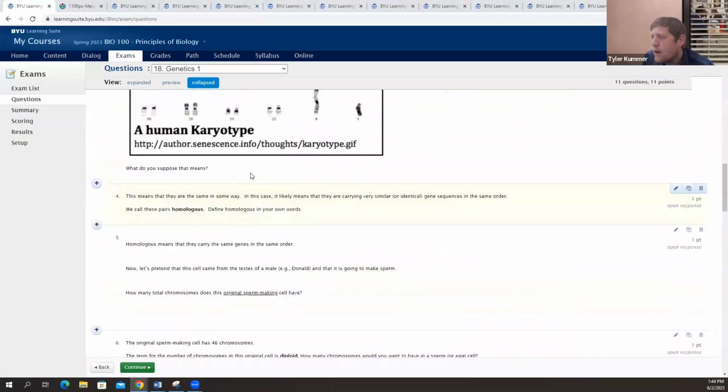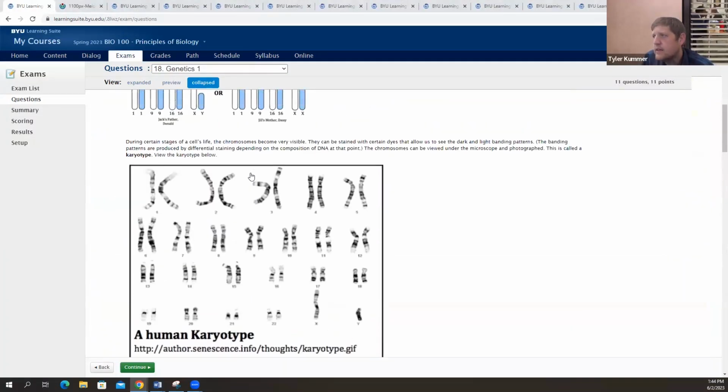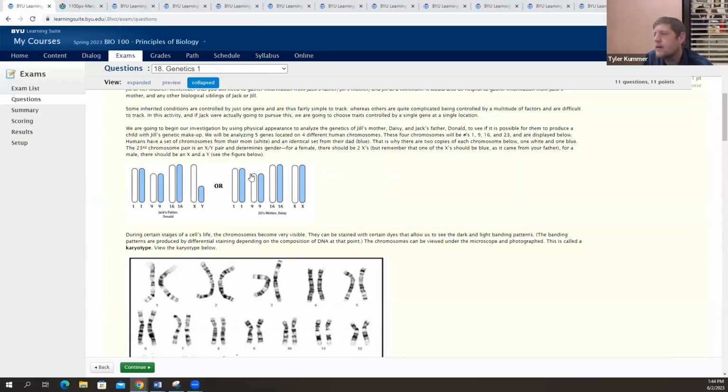So genetics 1, what we're trying to understand here is that every organism, we'll go with mammals, for example, is going to have 2 sets of chromosomes, one that they get from each parent. We call that being diploid.